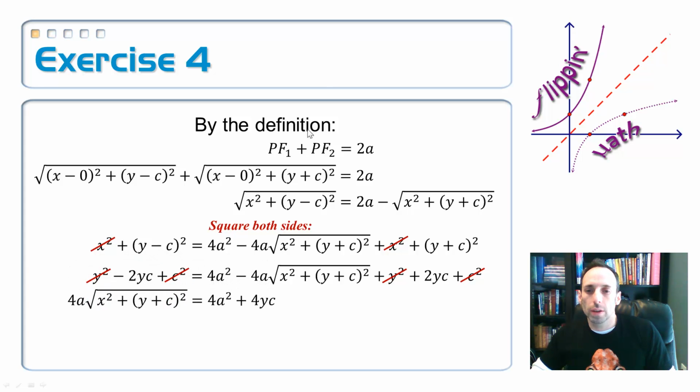So what I've done is I'm going to go ahead and add the square root over to the left hand side so it keeps it positive, and I'm going to take this negative 2yc and add it to the other 2yc that's on the right hand side. So this is the equation that I have so far.